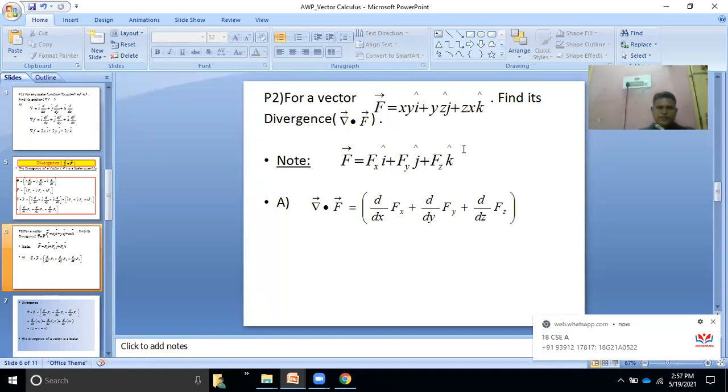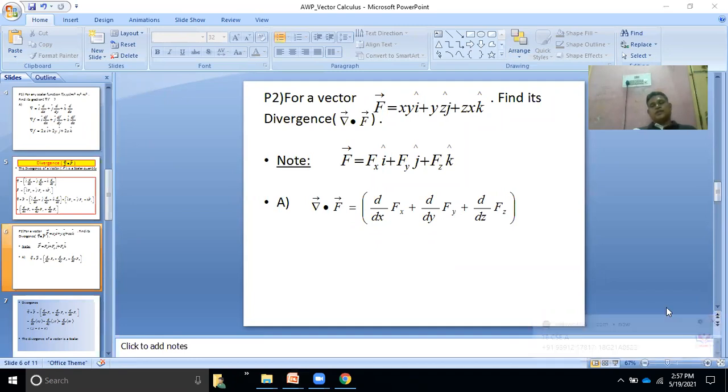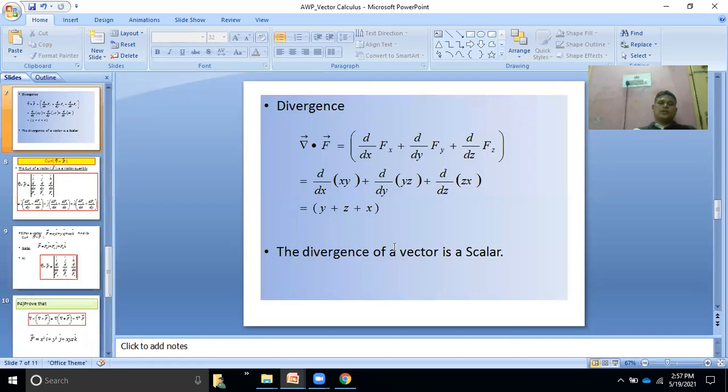Similarly, fz is zx. Okay, you are getting a vector or scalar? The divergence of a vector is a scalar function or a vector function? Scalar. It is a scalar function. That is a very important thing you have to understand.